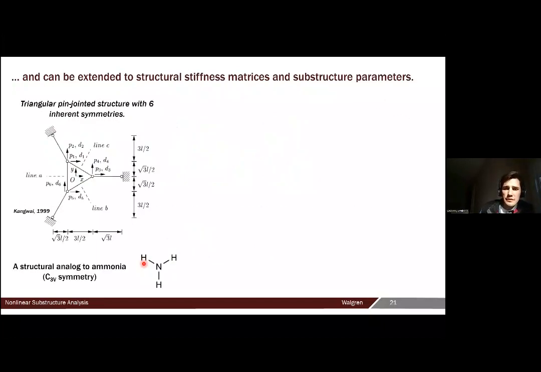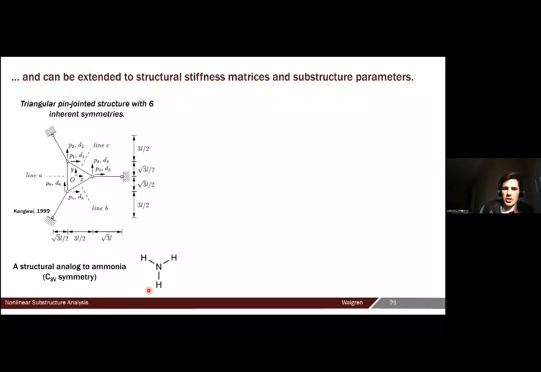But instead of using this for chemistry, we can extend the same concepts from point group theory to structural stiffness matrices. This was a paper out of Cambridge 20 years ago or so, and they looked at this triangular pin jointed structure. This triangle structure has 6 inherent symmetries, right? You can rotate it 2 times, you can mirror it about 3 axes, and then you have an identity symmetry as well. This is actually the structural equivalent to an ammonia molecule, so it has C3V symmetry.